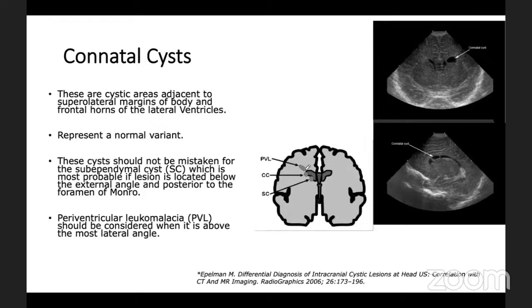And if it is on the superior edge, the most lateral part, this will be the cyst which we call periventricular leukomalacia. So coming from superior to inferior, the most lateral structure will be the periventricular leukomalacic cyst. Below it will be the conatal cyst, and finally the subependymal cyst. If you see here, the conatal cyst in the sagittal view will look like this.